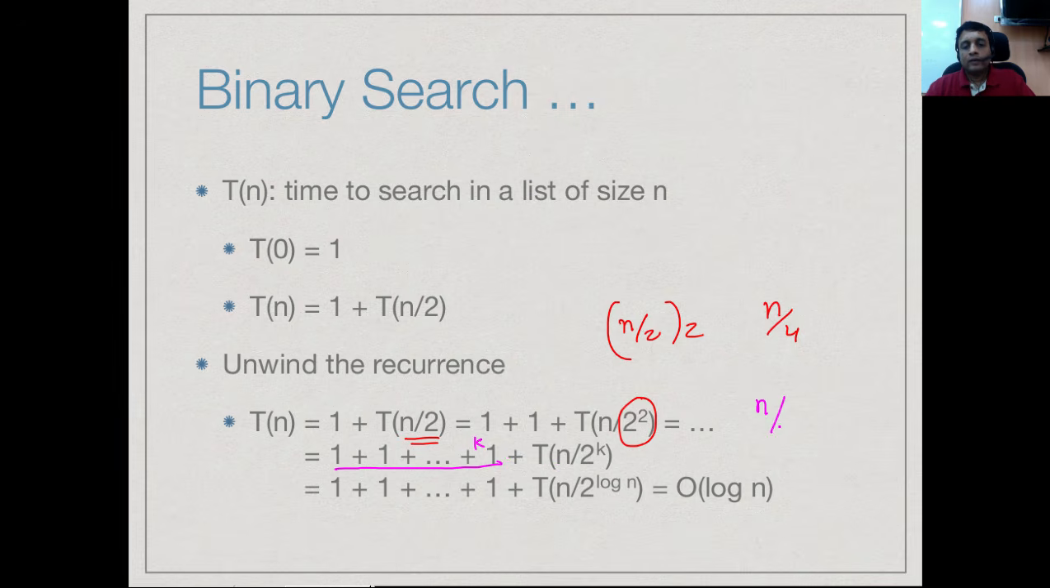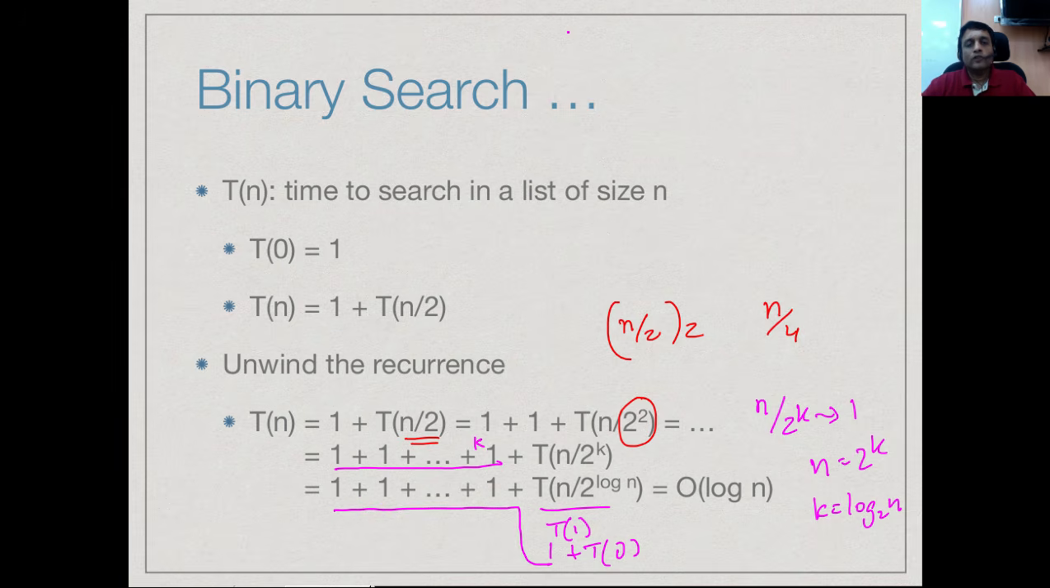Now when n/2^k becomes 1, at the next step I'm going to get T of 0. Right? So when does this become 1? When n is 2 to the k. In other words, when k is log 2 of n. Right? So when I get log 2 of n, then this has become T of 1. Okay? And at the next step, this is going to become 1 plus T of 0. So this is going to be log n ones, and so overall the complexity of binary search is just order of log n. Right? So we have gone from a linear search in the case of an unsorted array to a logarithmic search in the case of a sorted array.